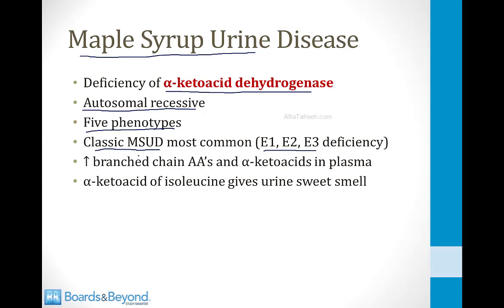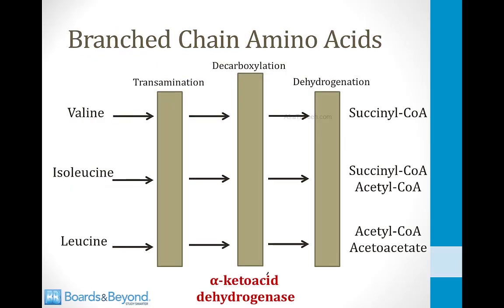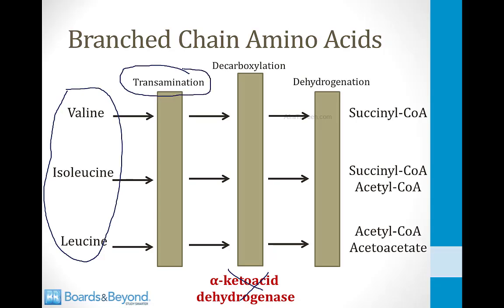Children with this disorder will have high levels of branched chain amino acids in their plasma and also high levels of alpha ketoacids. If we go back a slide, when you are deficient in alpha ketoacid dehydrogenase, you will have high levels of all 3 branched chain amino acids in your plasma. In addition, after this first step of transamination, all 3 branched chain amino acids are converted to structures called alpha ketoacids, and the level of these molecules will rise in the blood as well when alpha ketoacid dehydrogenase is deficient.